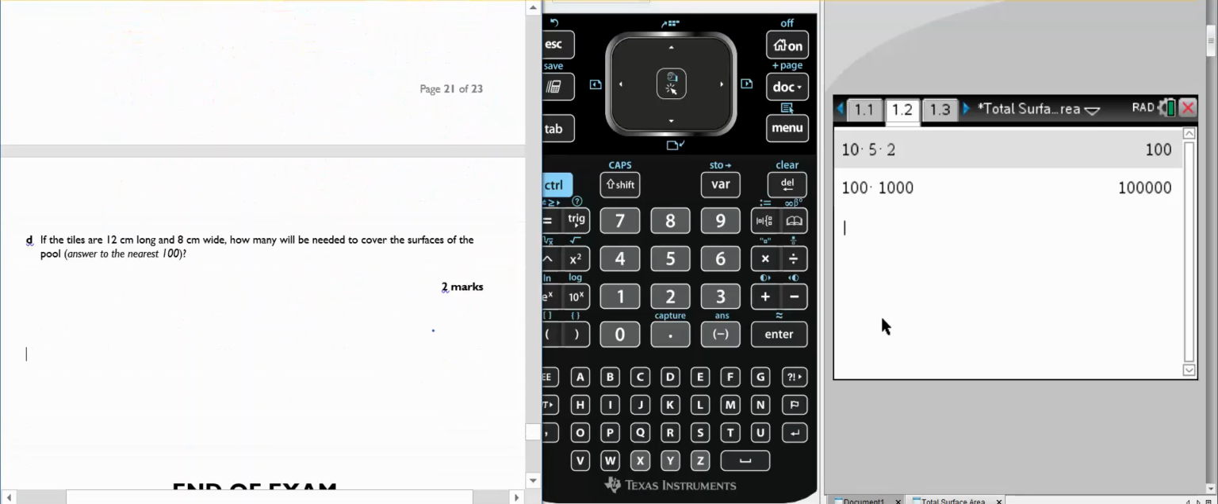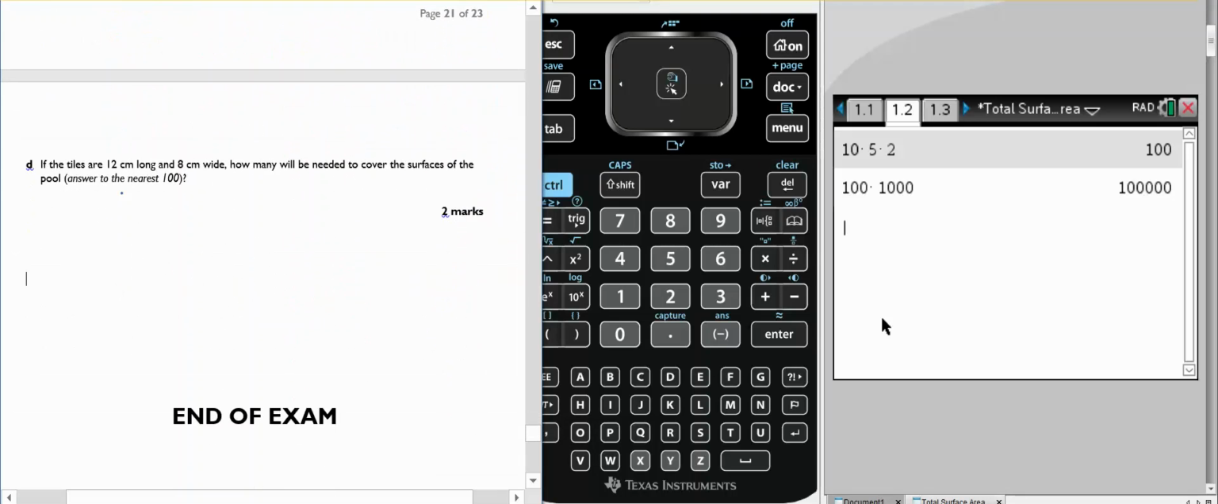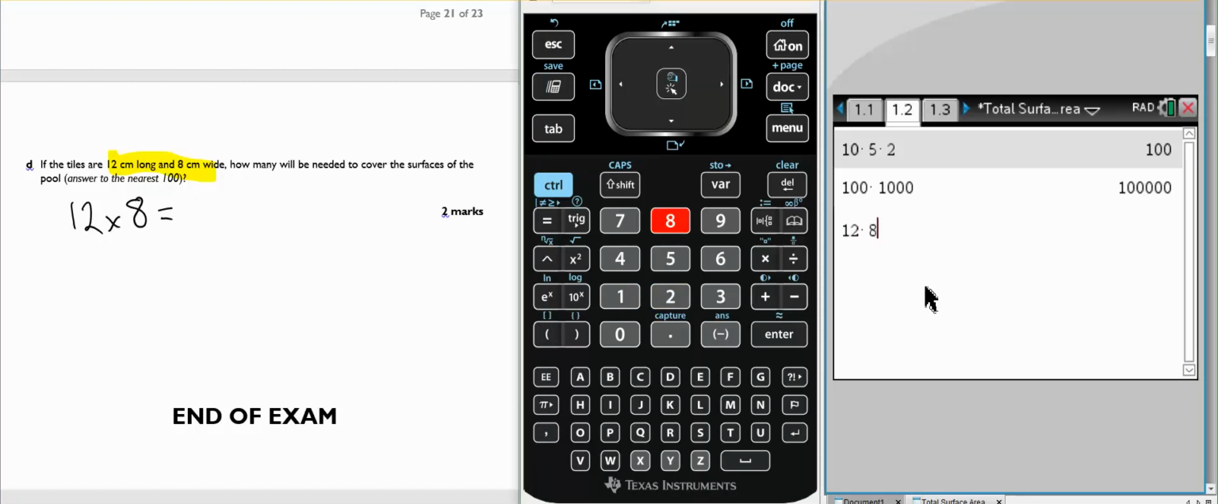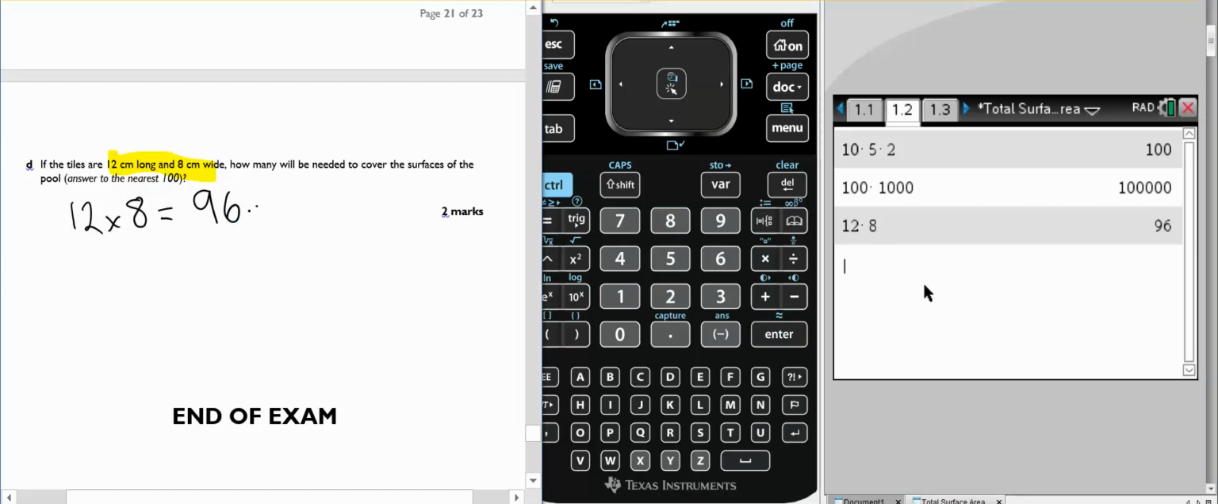The last question asks us, if there are tiles that are 12 centimetres long and 8 centimetres wide, how many will need to cover the surfaces of the pool? To do this, we need to split it into a few parts. First of all, we need to work out what the tiles are for their area. So if we go 12 times 8 on our calculator, we know that that is going to be 96 centimetres squared for each of the tiles.